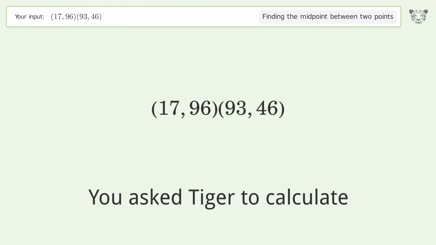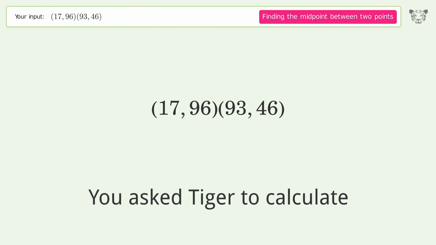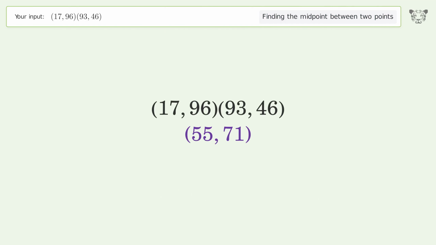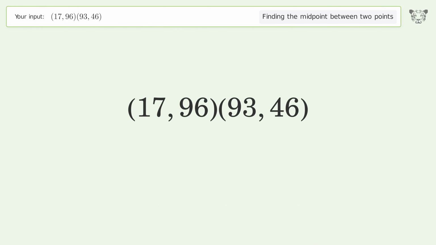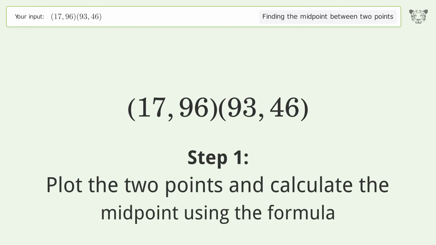You ask Tiger to calculate. This deals with finding the midpoint between 2 points. The midpoint between the 2 points is 55,71. Let's solve it step by step. Plot the 2 points and calculate the midpoint using the formula.